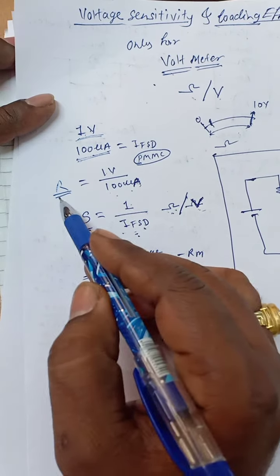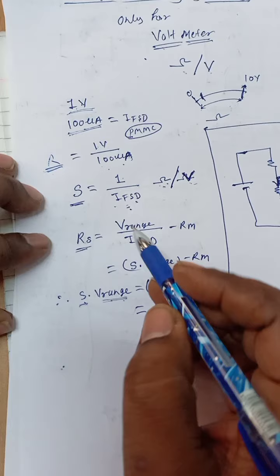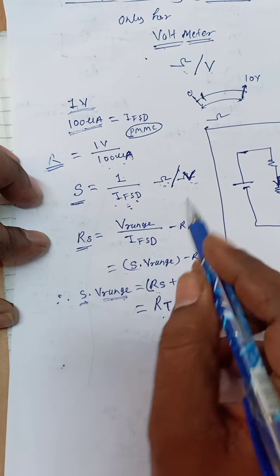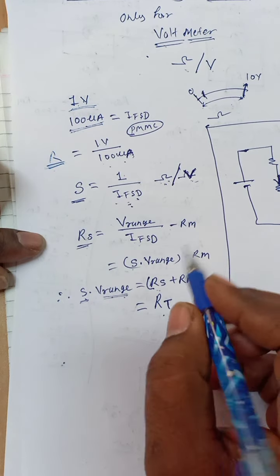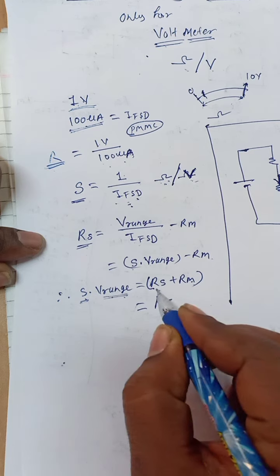Which is nothing but the resistance of that meter. So we know the equation R is equal to V range upon IFSD minus Rm. So 1 upon IFSD is nothing but the sensitivity. So S into V range minus Rm. So S into V range equals Rs plus Rm.